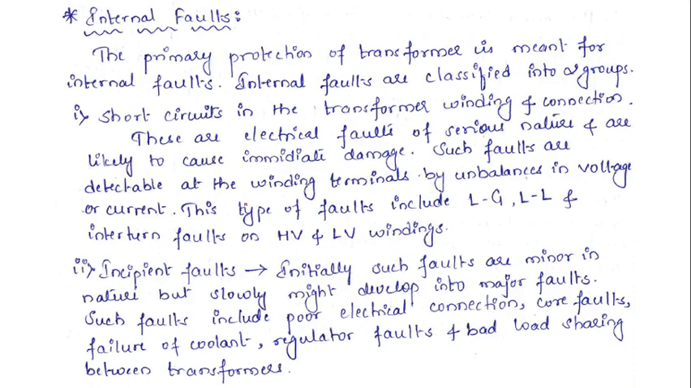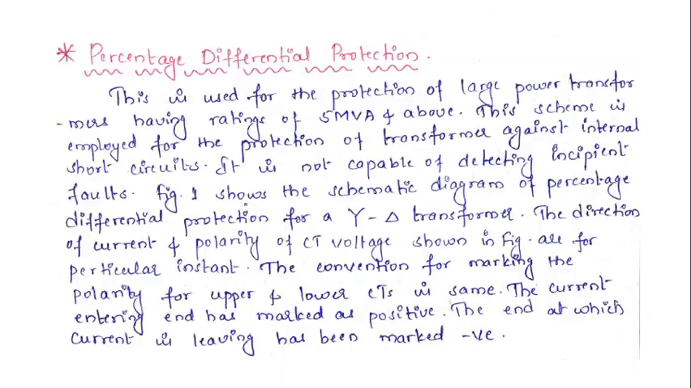So such faults are called incipient faults. Initially their effect is very small, and as time passes they become very severe. They are going to create a lot of problems in the performance of the transformer. Examples of these faults are poor electrical connections between the windings, core faults, failure of the coolant, regulator faults, etc. So these are some of the incipient faults which may arise in the transformer.